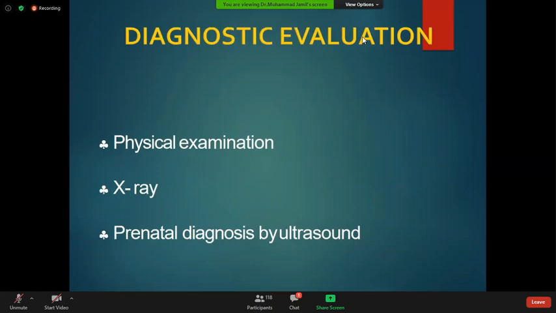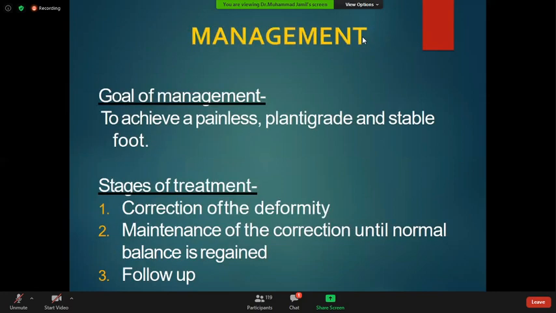The diagnosis is physical. On physical examination, if you find all the factors, equinus, forefoot adduction, cavus, and varus, it means it's a clubfoot. Sometimes we do X-rays, but the diagnosis is based on the clinical examination. Sometimes prenatal diagnosis can also be done by ultrasound. Okay, the management of the clubfoot. For walking, we need a plantigrade, painless, and steady foot.